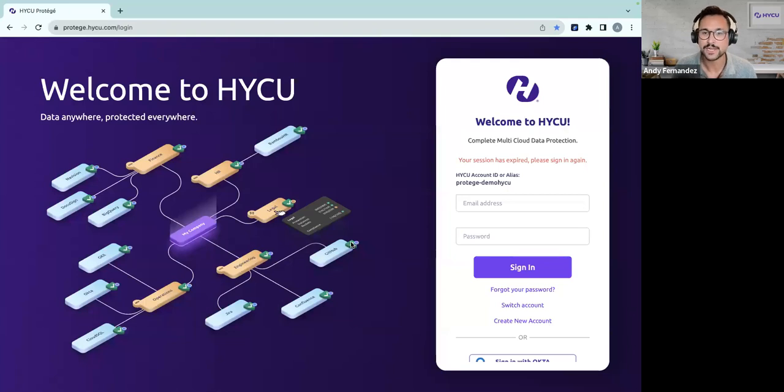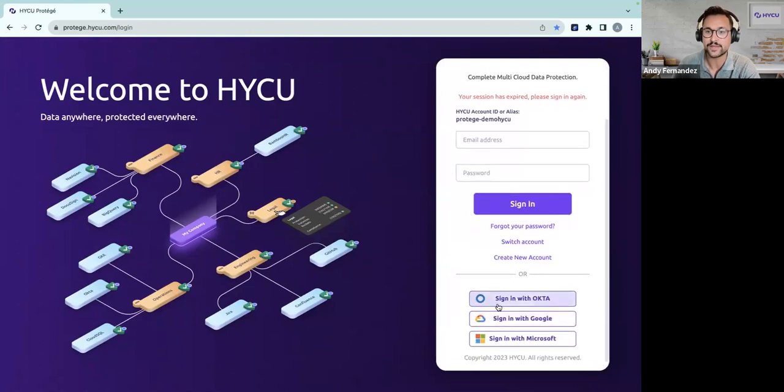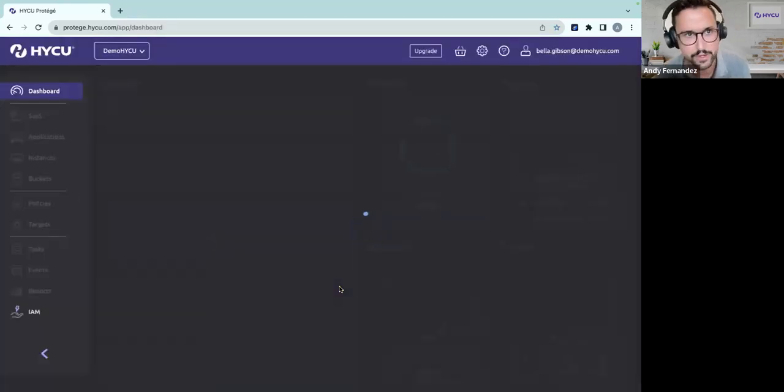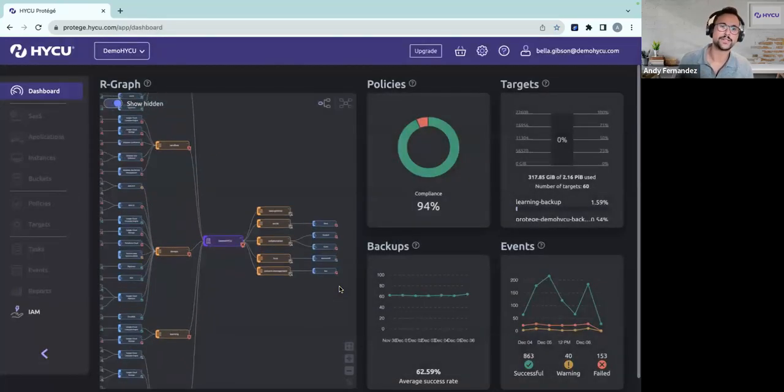So what you're seeing here is an actual SaaS. It's a multi-tenant enabled SaaS that allows customers or partners to offer the protection and the recovery and the storage of critical SaaS applications like Okta. So what you're seeing here is I'm actually going to sign in using Okta. And this is a full deployment within HYCU where we're actually protecting our applications. And the first thing that I'm going to show you is rGraph, this discovery service that we've spoken about.